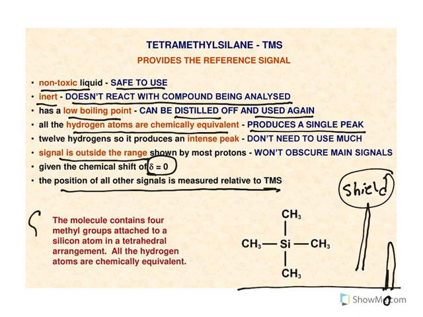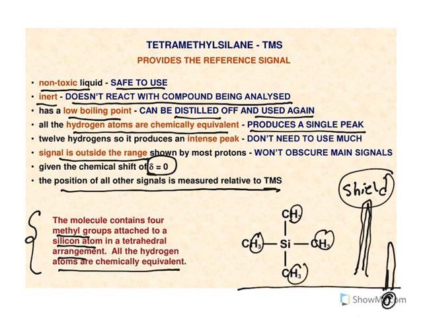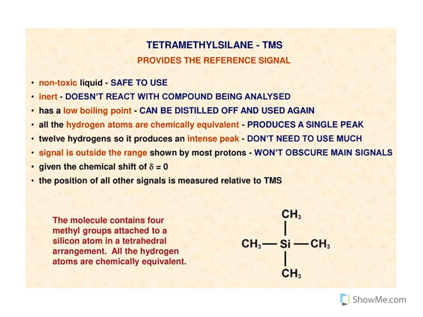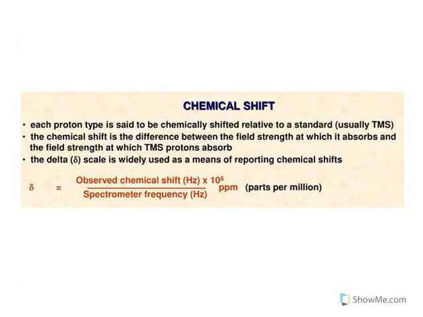Now the other important thing: the molecule contains 4 methyl groups attached to the silicon atom in a tetrahedral arrangement. All hydrogen atoms are chemically equivalent. So all of them, 12 hydrogens, will give one intense peak at the end. This is the advantage of tetramethylsilane.